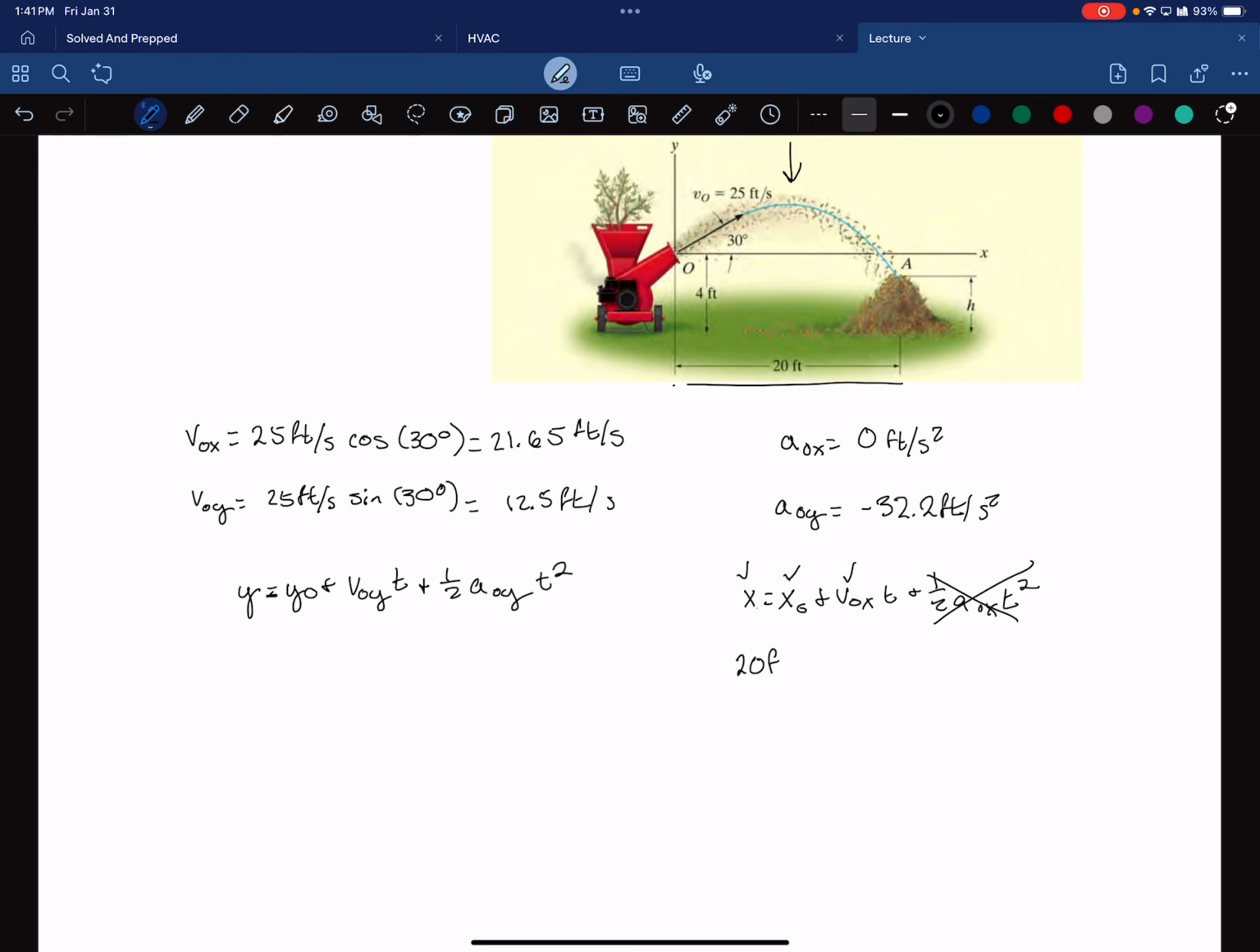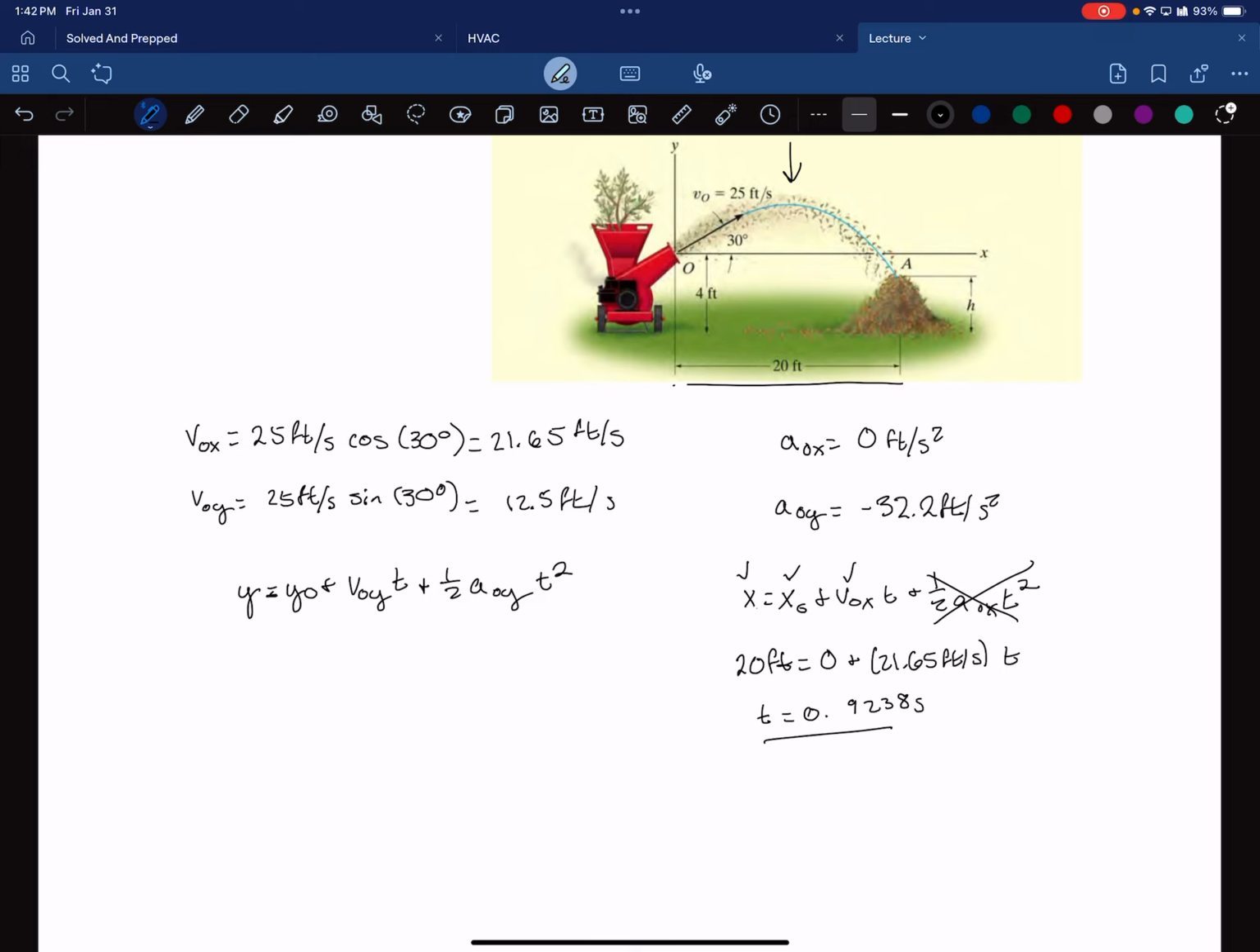All right, so we have 20 feet equals 0 plus 21.65 feet per second times time. And then just divide 20 by 21.65 feet per second, and we get that time is equal to 0.9238 seconds.